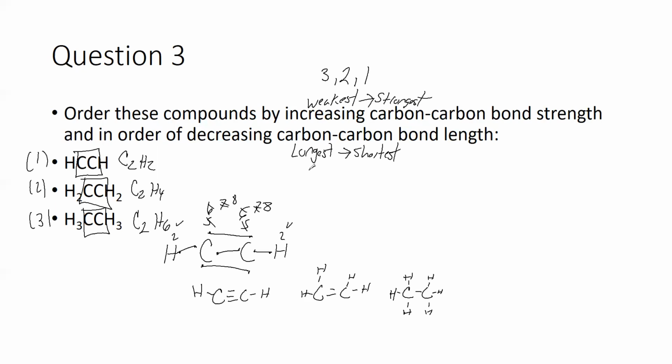And the longest to shortest actually has the same order. Your longest bond is the single bond. Your shortest bond is the triple bond. The more electrons you have in your bond, the shorter they become. All right, so any questions about bond lengths, bond strengths, or anything that you might have?